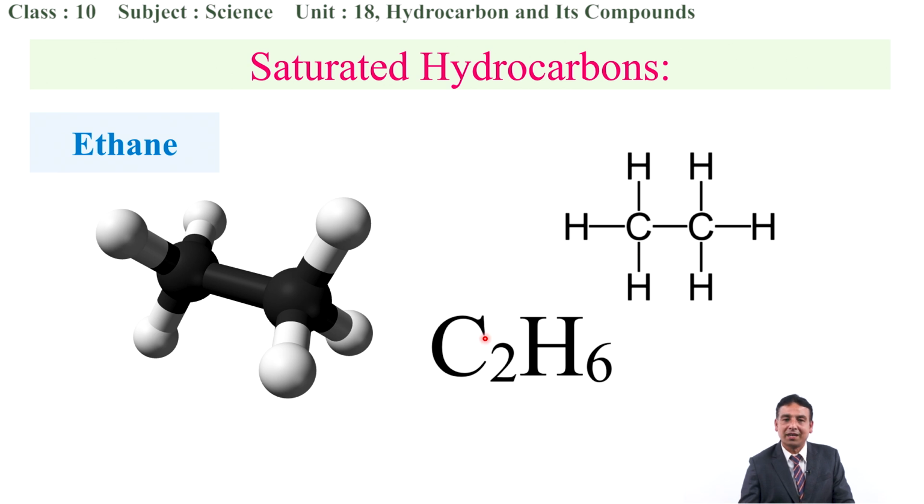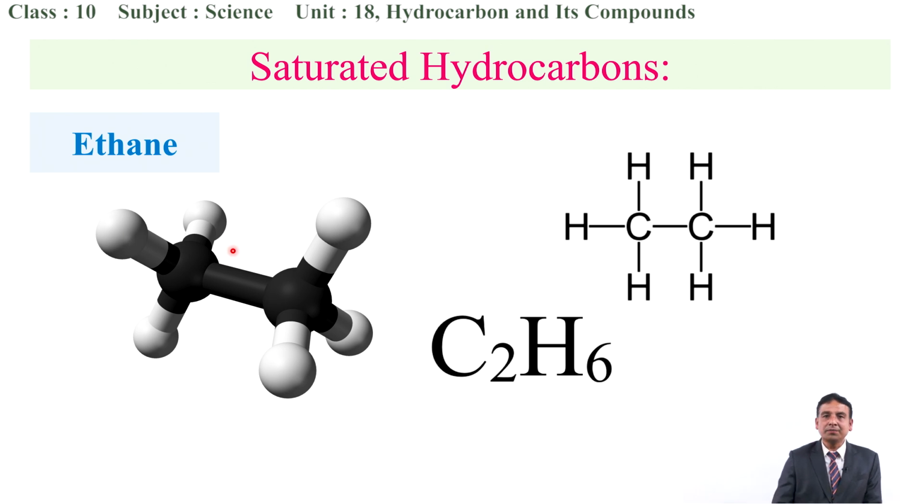Or this molecular formula. In this compound also you can see there are 2 carbon atoms, and 1, 2, 3, 4, 5, 6 hydrogen atoms have been bonded with 2 carbon atoms. So structurally it can be represented by this one. This is the structural formula of ethane. This is the condensed formula of ethane, as well as this is the model of ethane.